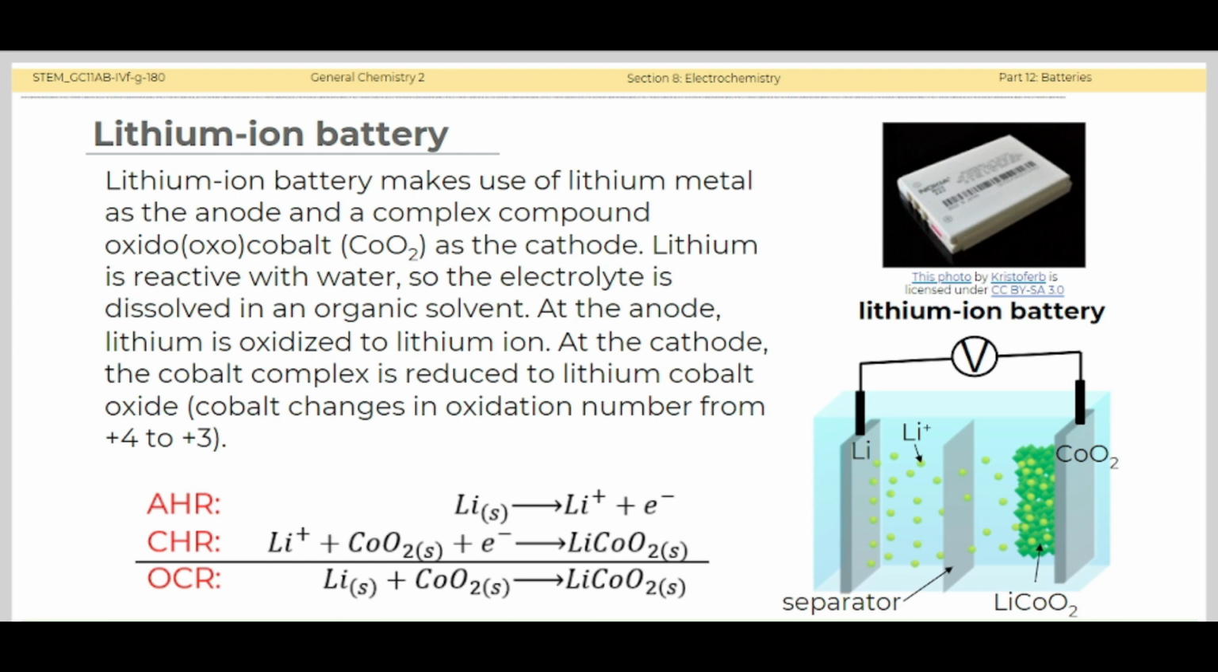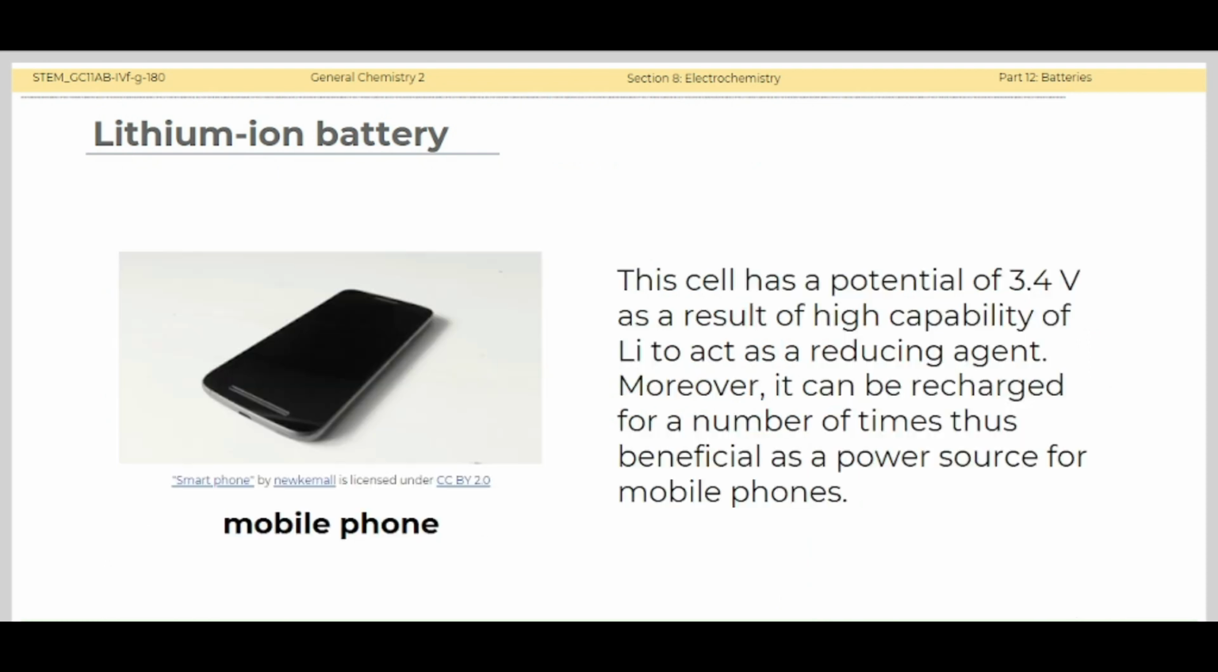Cobalt changes in oxidation number from +4 to +3. The overall cell reaction is given by lithium plus cobalt(IV) oxide producing lithium cobalt oxide. This cell has a potential of 3.4 volts as a result of the high capability of lithium to act as a reducing agent. Moreover, it can be recharged a number of times, thus beneficial as a power source for mobile phones.